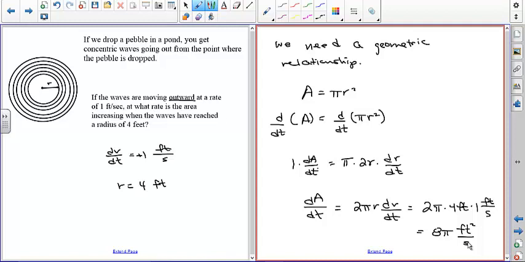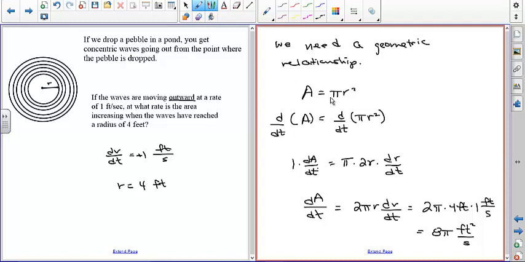If we did 8 feet, then we put 8 feet in here. This thing would still be traveling out at a certain wave speed. This stays constant. But as you get to a larger radius, the outer waves, the rate of change in the area gets larger. Okay, so that's kind of the basic concept.